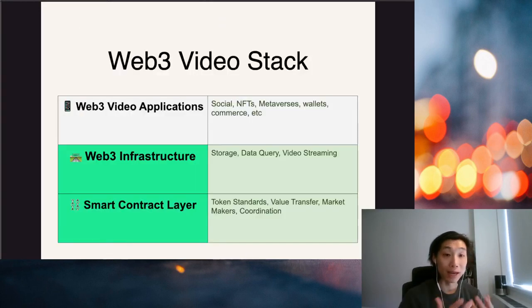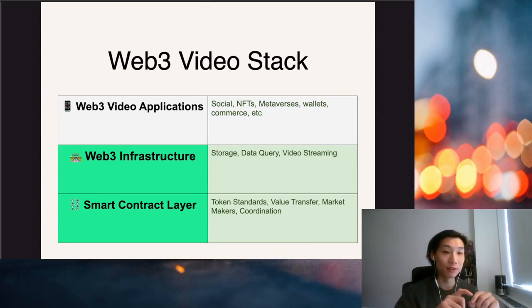So if we come back and revisit what this stack looks like, at the bottom we have the smart contract layer that gives us token standards, gives us ways to transfer value, gives us ways to create identity. It can plug into DeFi. It can give us decentralized coordination mechanisms like DAO creation and things like that. And that's the foundational layer, the source of decentralization.